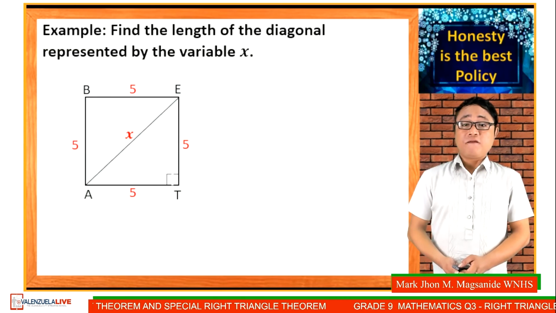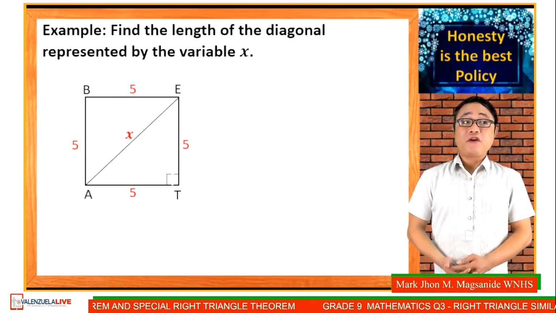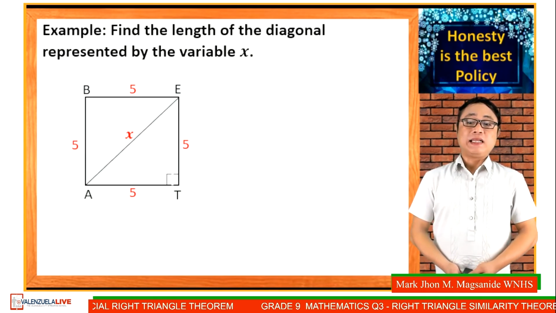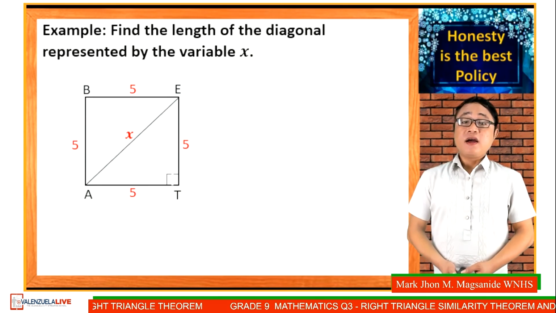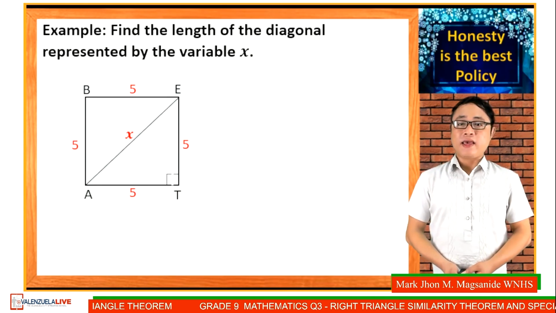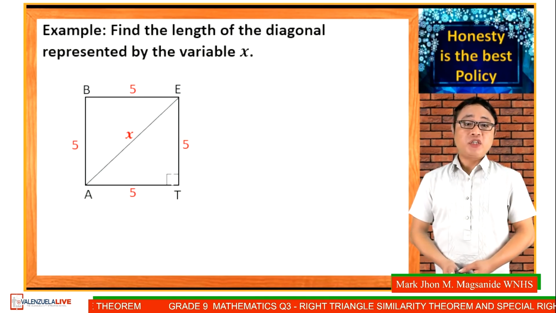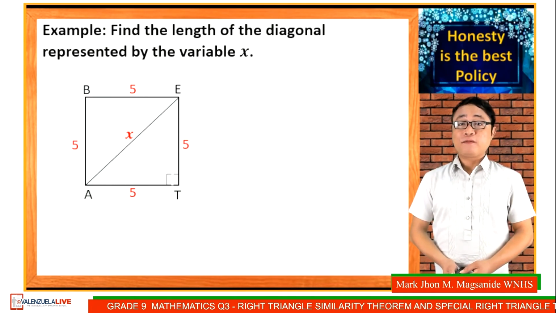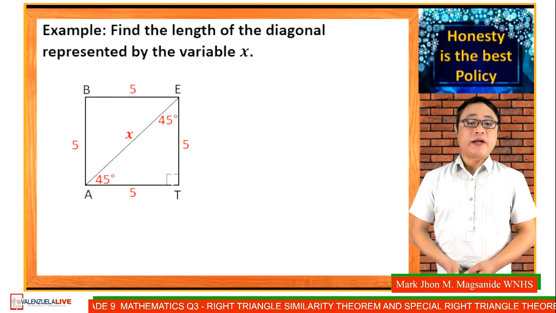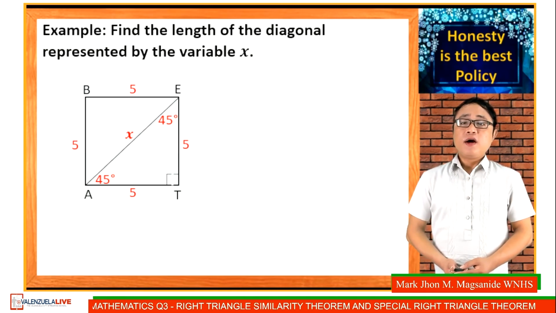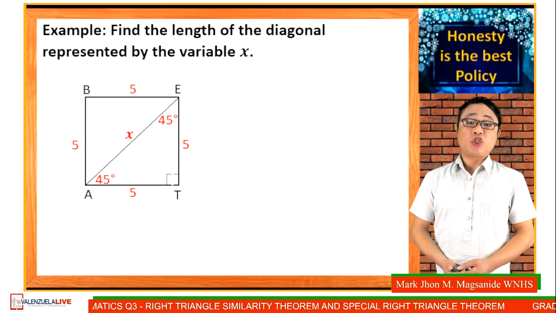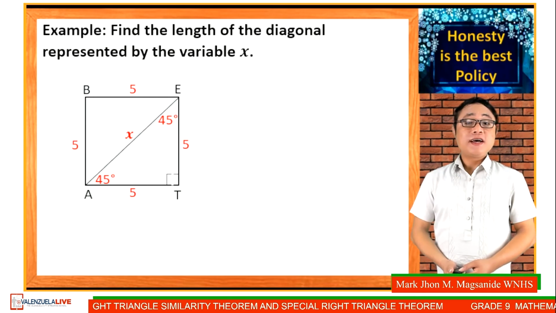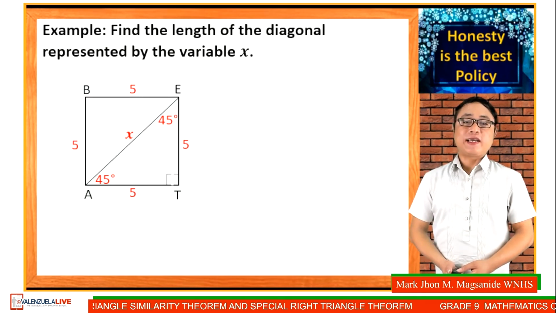Each diagonal of a square bisects a pair of opposite angles, which is in reference to our previous lesson in quadrilaterals. Thus, diagonal EA bisects angle E and angle A. Since each angle of a square measures 90 degrees, angle E is bisected with a measure of 45 degrees each part, and angle A is bisected with a measure of 45 degrees each part also. Thus, triangle TEA is a 45-45-90 triangle.